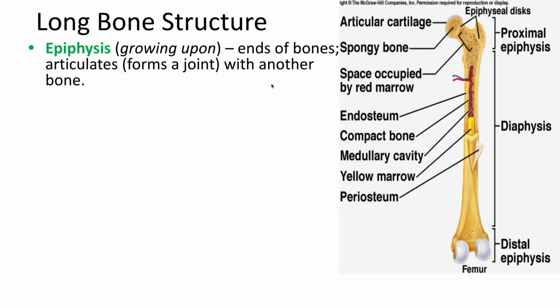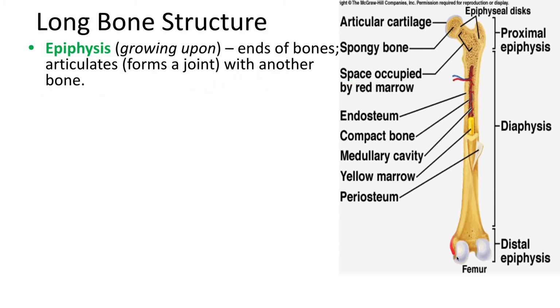Long bone structure. The first thing, if we're sort of moving from out to in, that we encounter is the epiphyses, plural for epiphysis, which is Latin for, if those Latin roots break down, growing upon. And these are the ends of bones. And usually these articulate with some other bone and form a joint with another bone.